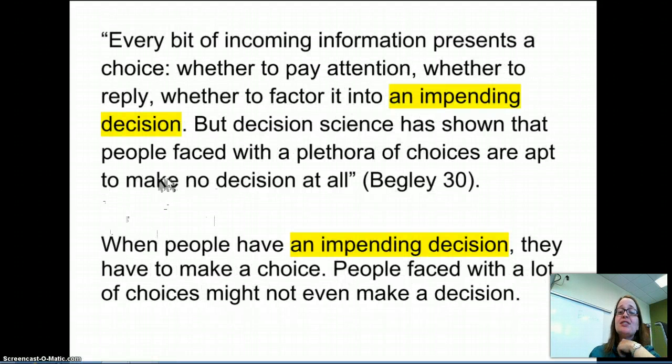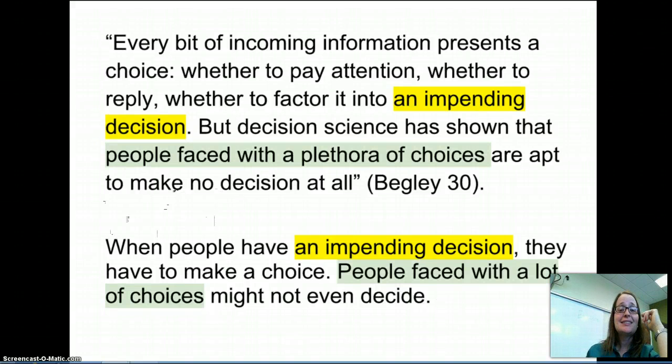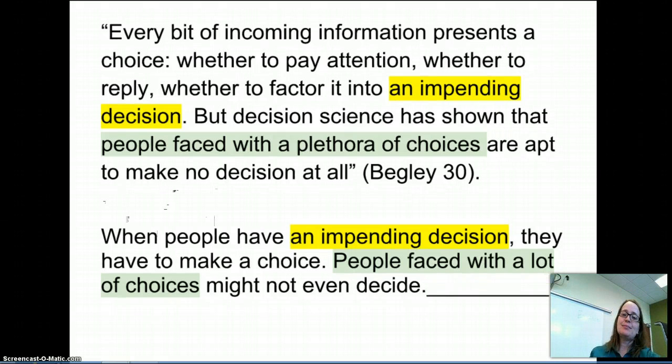All right, so here's an example. Again, that top is the same 2 quotes we were just looking at, and that phrase, an impending decision, is in the first, that's the author's original language, and it's also in the summary that the student wrote on the bottom. Okay, let's take another look. People faced with a plethora of choices. Well, the writer on the bottom has changed that to people faced with a lot of choices. But people faced and of choices are still exactly the same. So we've basically copied the sentence structure of the original, and we've copied the language of the original. So that's not going to work as a summary.